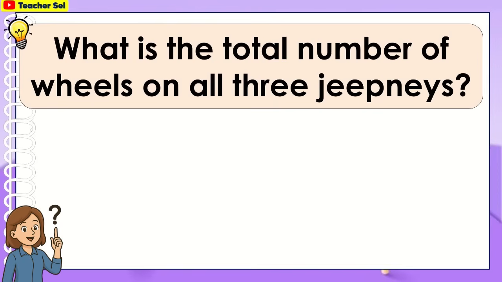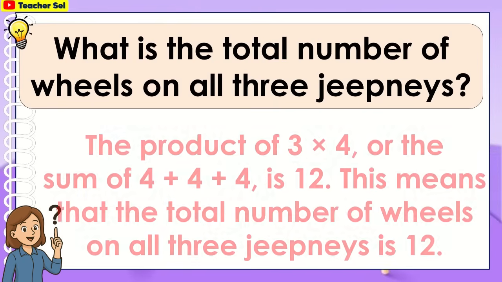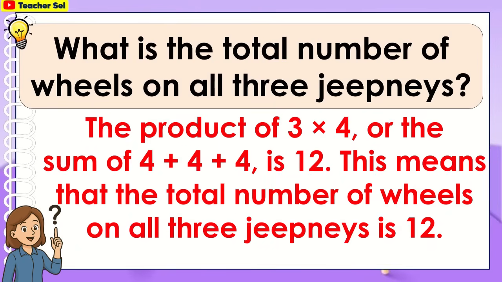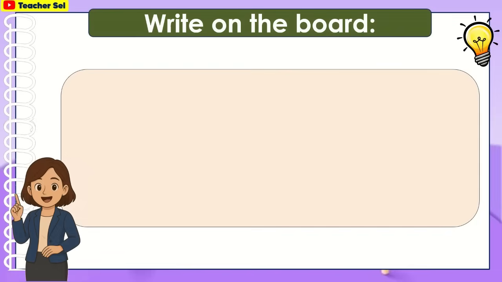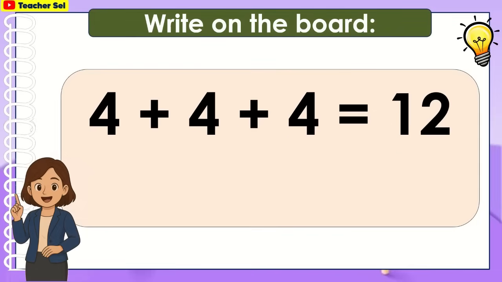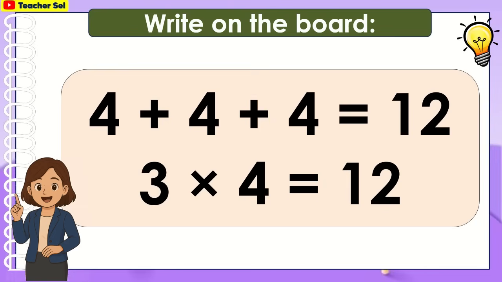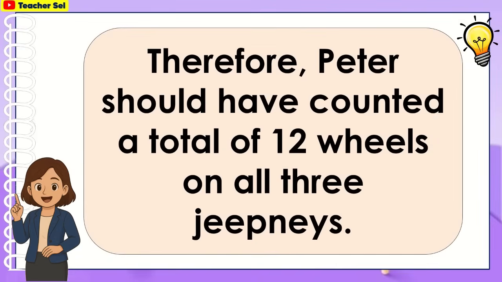What is the total number of wheels on all 3 jeepneys? The product of 3 times 4 or the sum of 4 plus 4 plus 4 is 12. This means that the total number of wheels on all 3 jeepneys is 12. 4 plus 4 plus 4 equals 12. 3 times 4 equals 12. Therefore, Peter should have counted a total of 12 wheels on all 3 jeepneys.